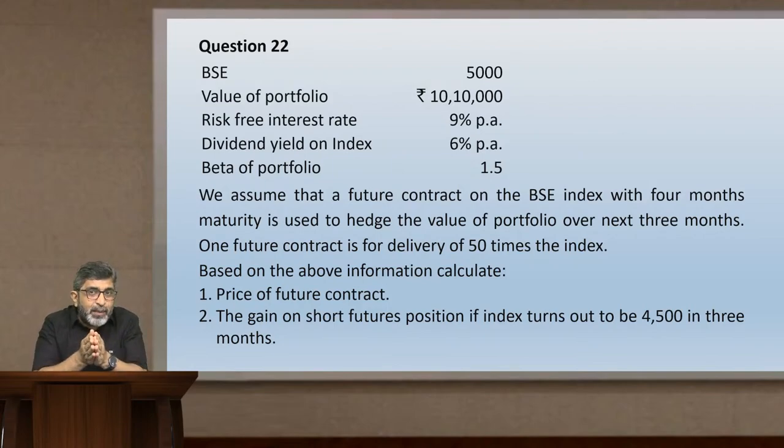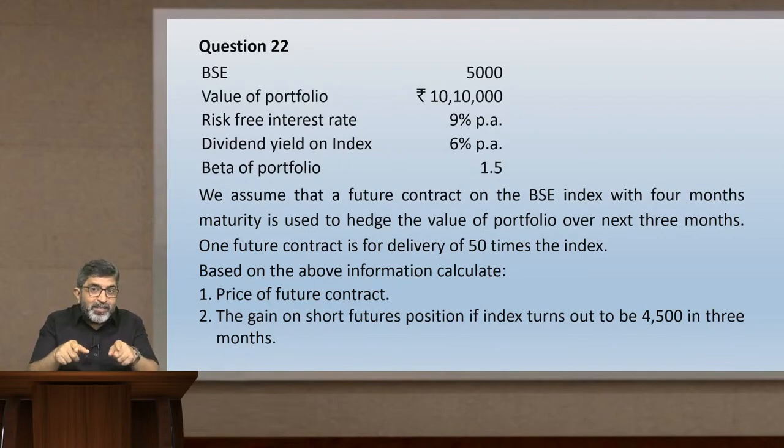This is the first time you are handling a question where the contract period is 4 months, but you don't want to hedge your stock for 4 months. You want to hedge your stock only for 3 months. So your contract will not be settled by the end of 3 months. You will have to square off your position by giving an indication to the futures market that I want to square off my position at this date. Whatever be the price prevailing that day, you will have to find.